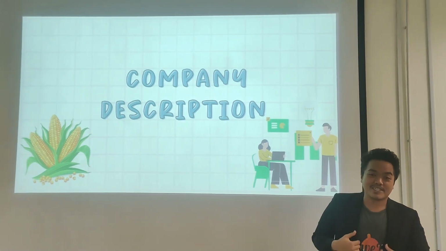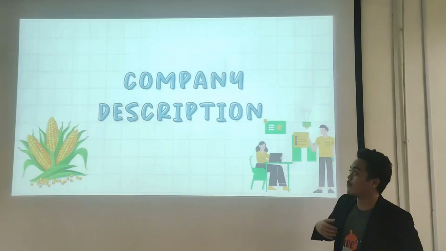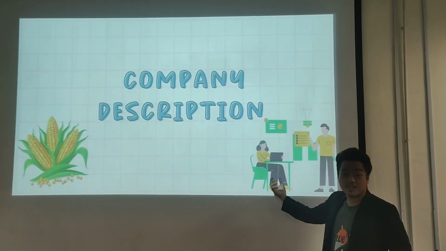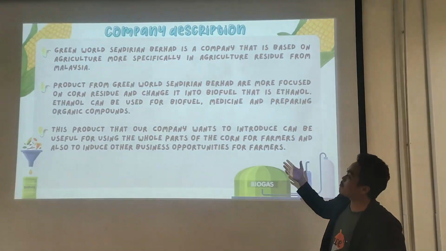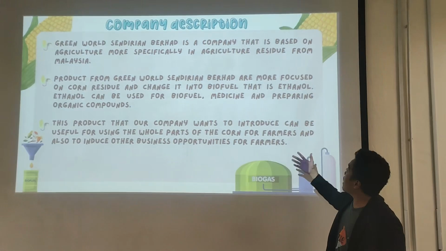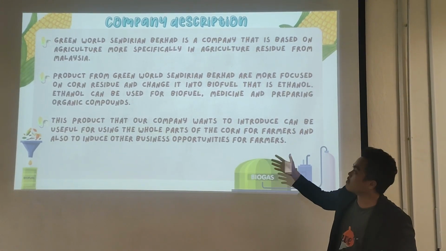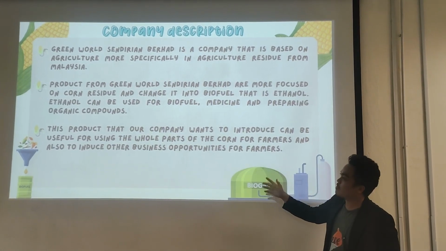My name is Tajul Ashikin bin Ishak and I'm a HD5 student, and I will be representing our company's description. As you can see from the screen, our company name is Md Suriyah BR21110121. That is a company based on agriculture, but more specifically on agricultural residues from Malaysia.